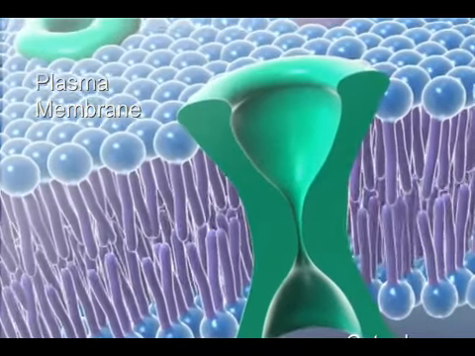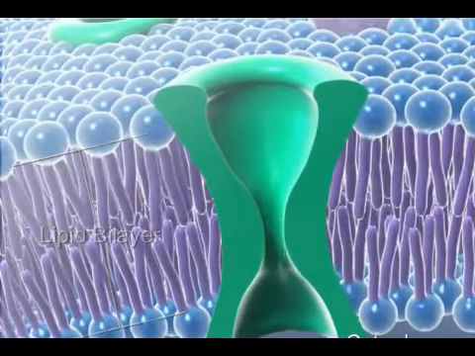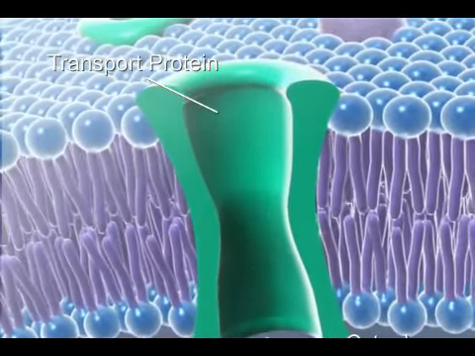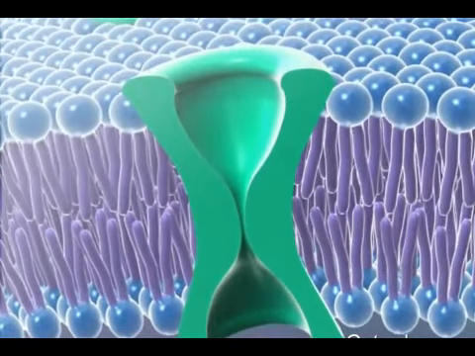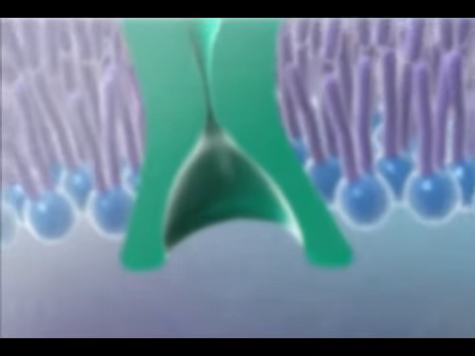The plasma membrane consists of a fluid phospholipid bilayer embedded with proteins. Transport proteins move substances across the membrane, as shown here. The fluid state of the membrane allows lipids and proteins to move laterally, and sometimes even flip-flop.